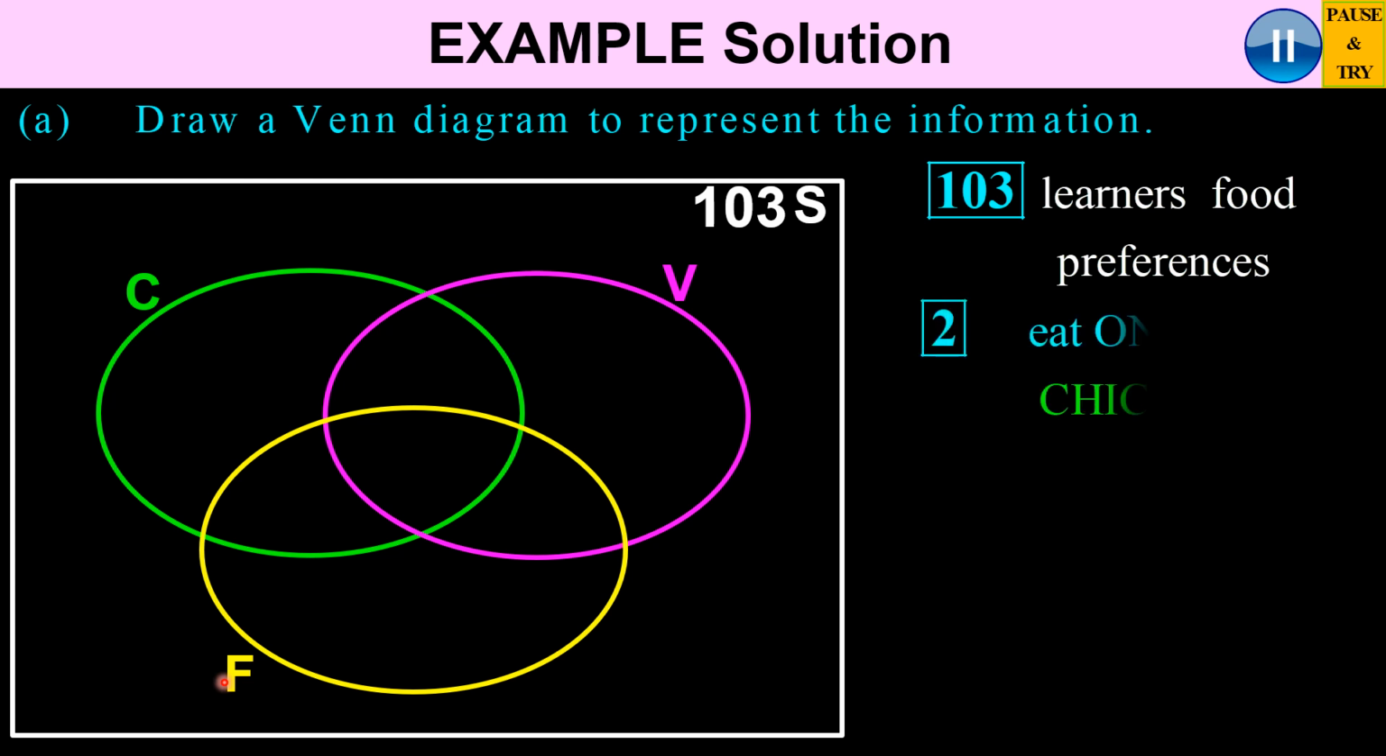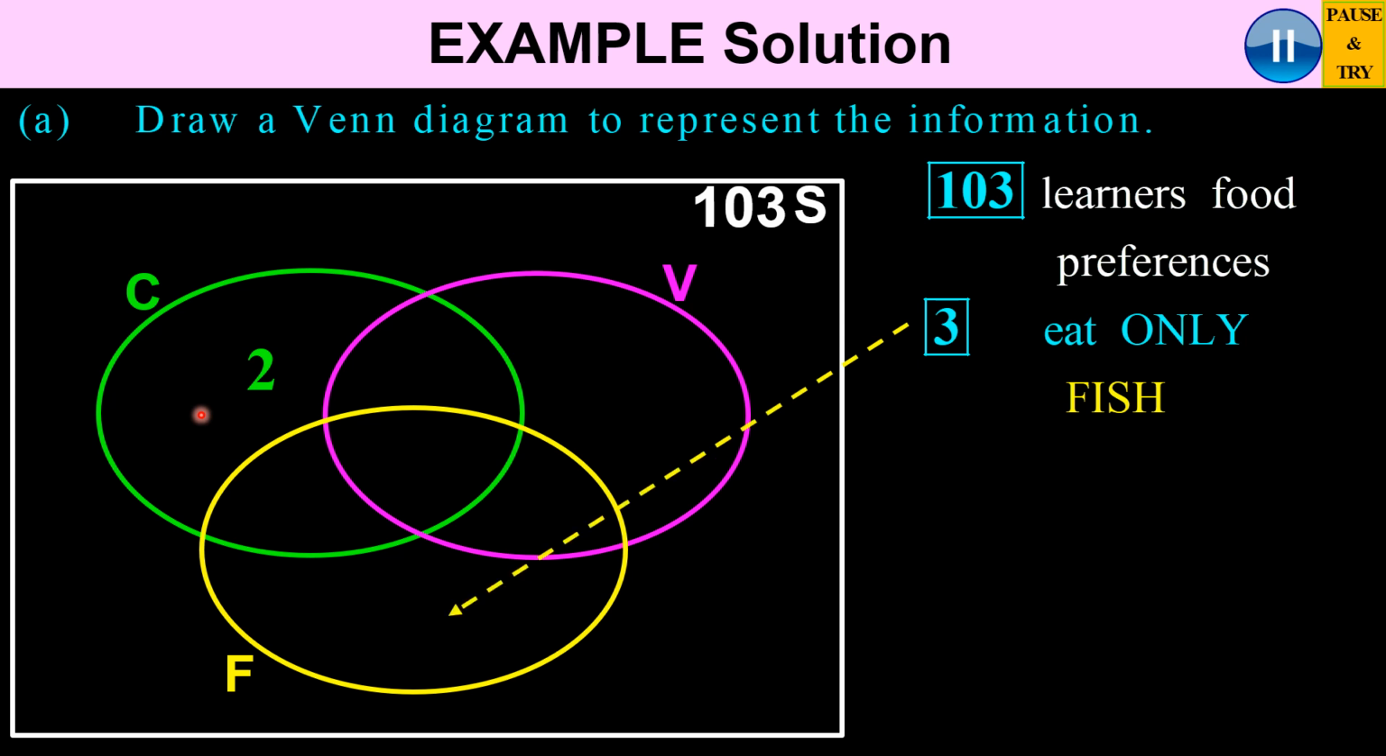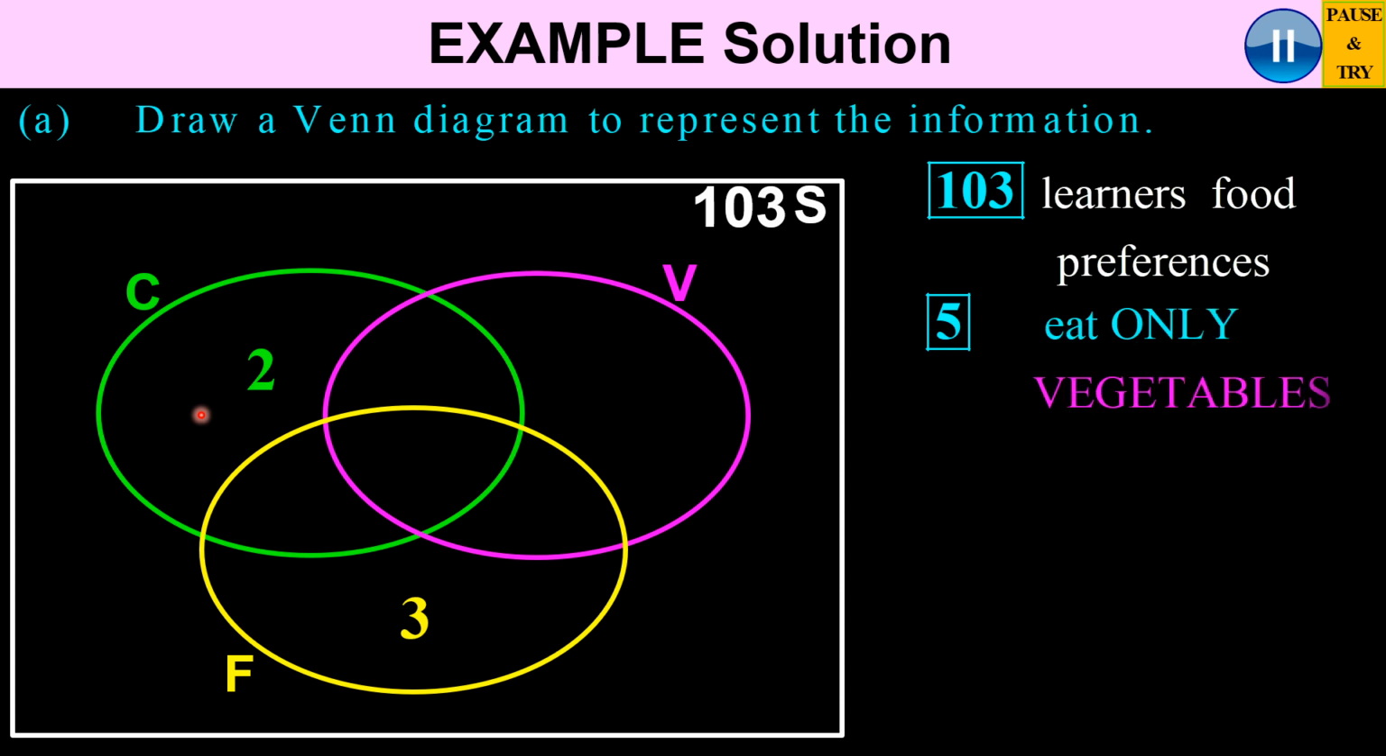Then next we say that 2 eat only chicken. Can you see the only chicken part? That's correct. That part there, that's the only chicken, right? So this part here, that's the only chicken. Then the next one here, we want 3 eat only fish. Where's only fish? That portion there is only fish. So I can insert the 3 there. Then the next one, 5 eat only vegetables. Only vegetables, so the 5 would go there. Right, so that's that one.